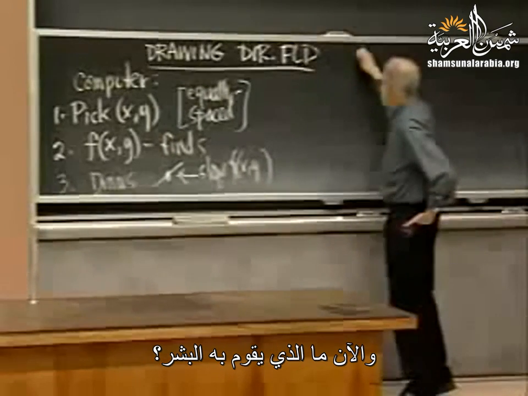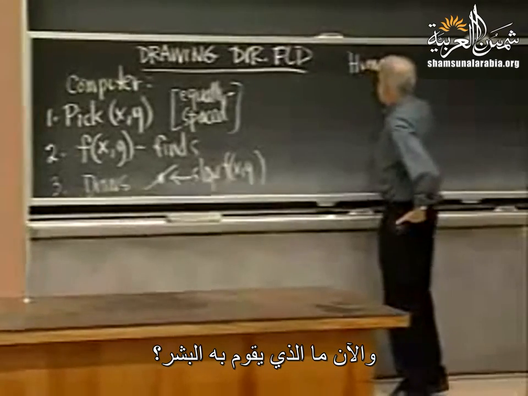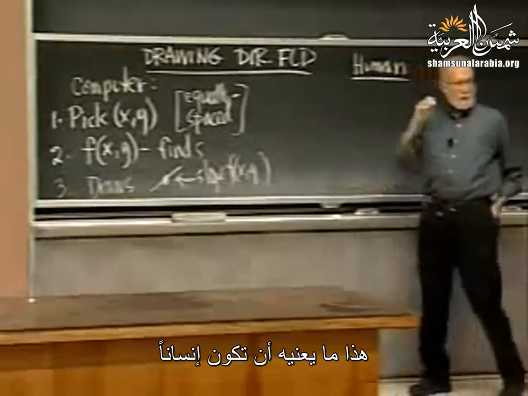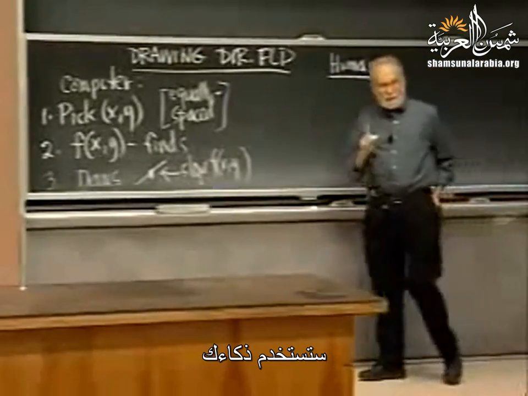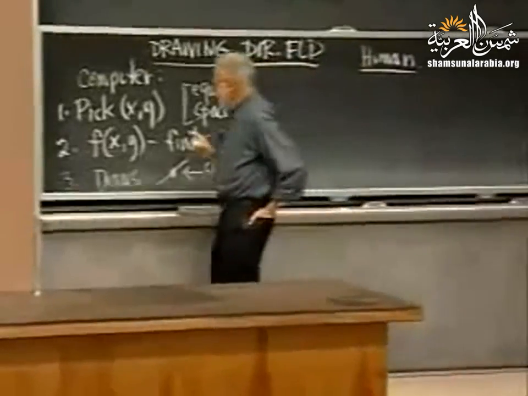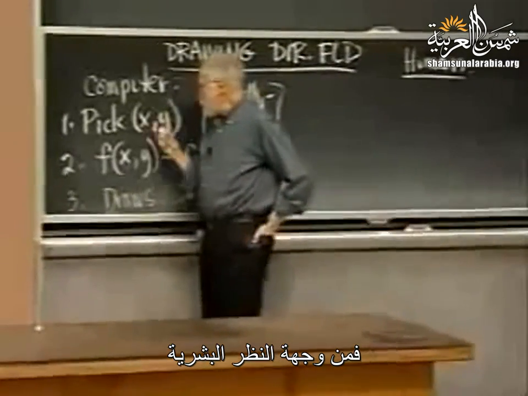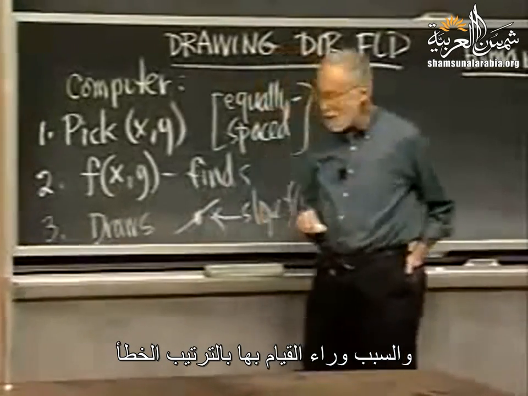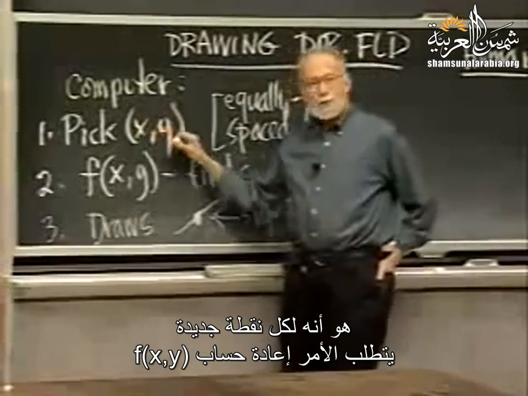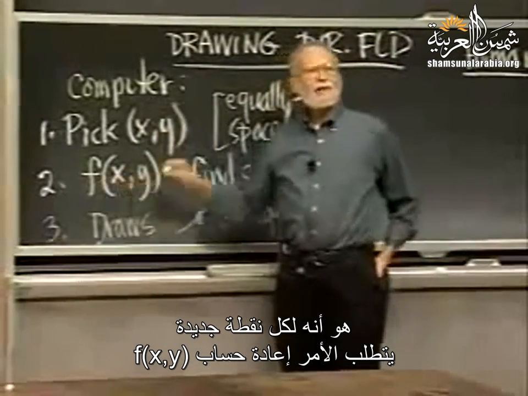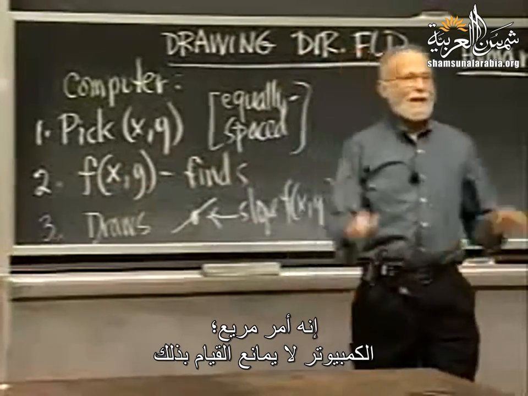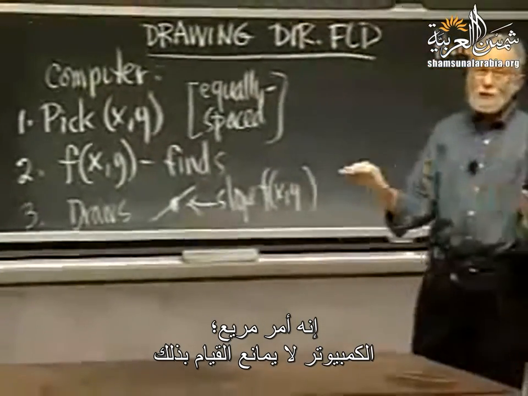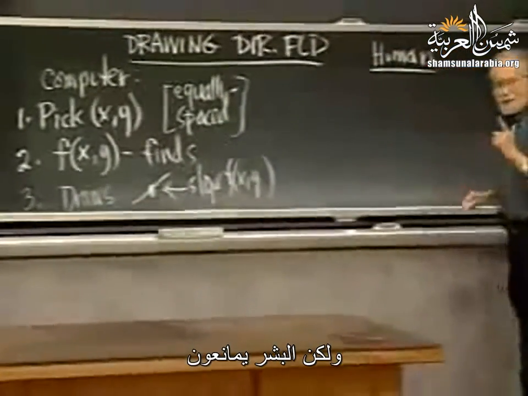Now, what does a human do? This is what it means to be human. You use your intelligence. From the human point of view, this stuff has been done in the wrong order. The reason is that for each new point, it requires the recalculation of f of x and y. That is horrible. A computer doesn't mind, but a human does.